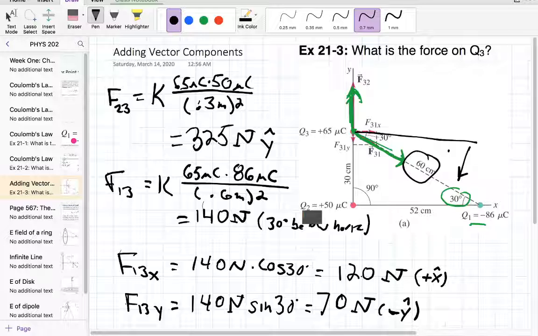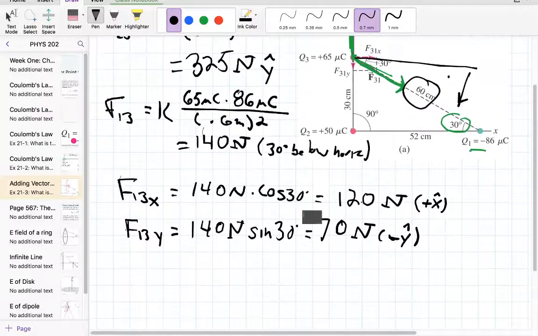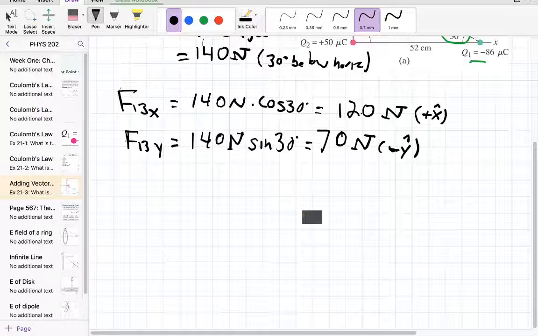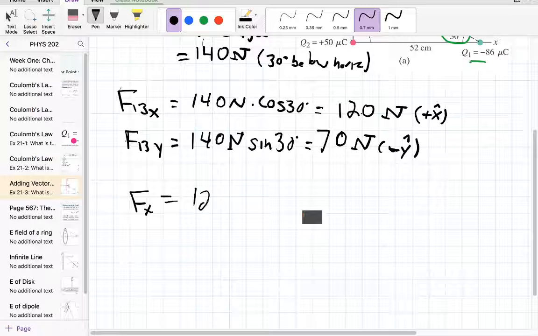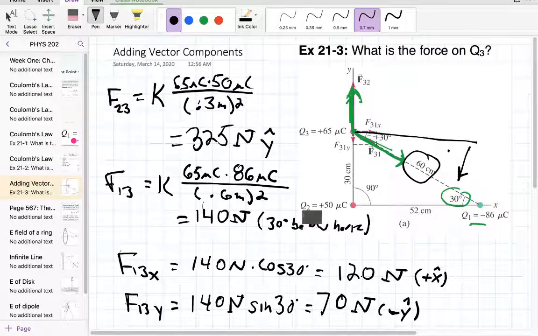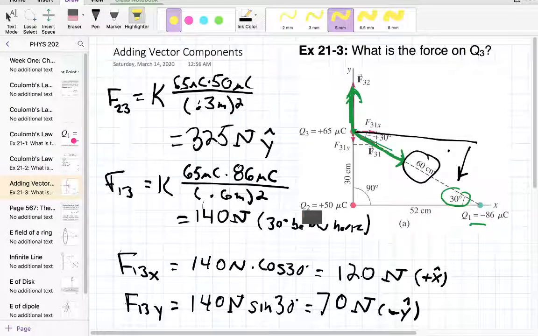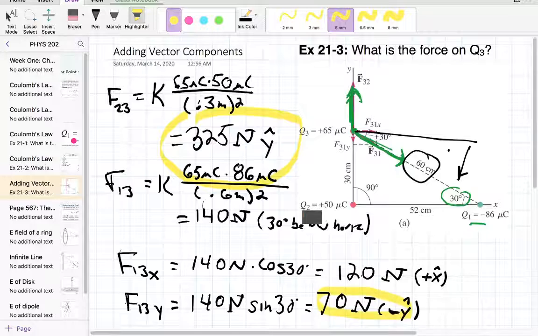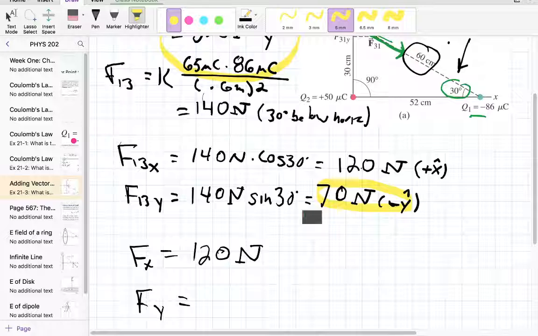Now we need to find the total force, which is the sum of these two forces. The x component of the total force is just equal to the x component of F13, because that's the only force acting in the horizontal direction. So that's 120 newtons. The y component of the net force, if we call up the positive direction, is going to be the force that charge 2 is pushing up with, minus the y component of F13.